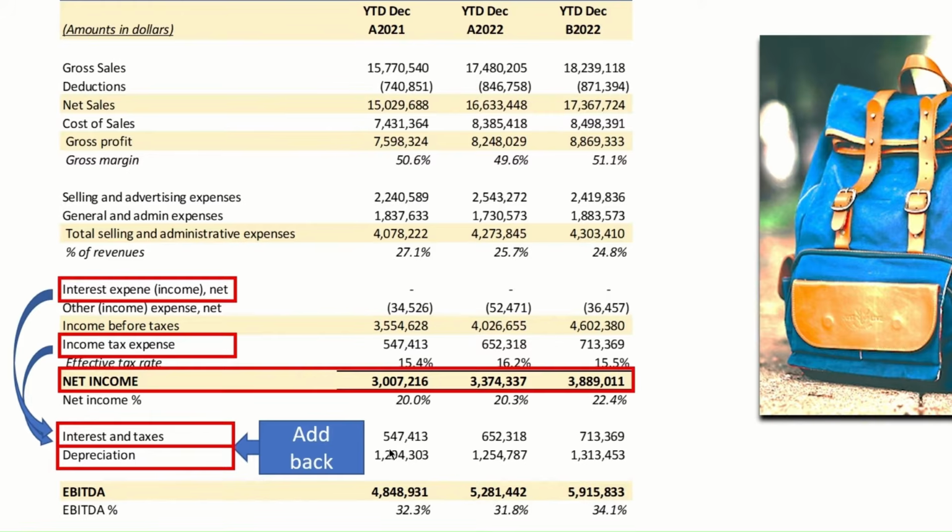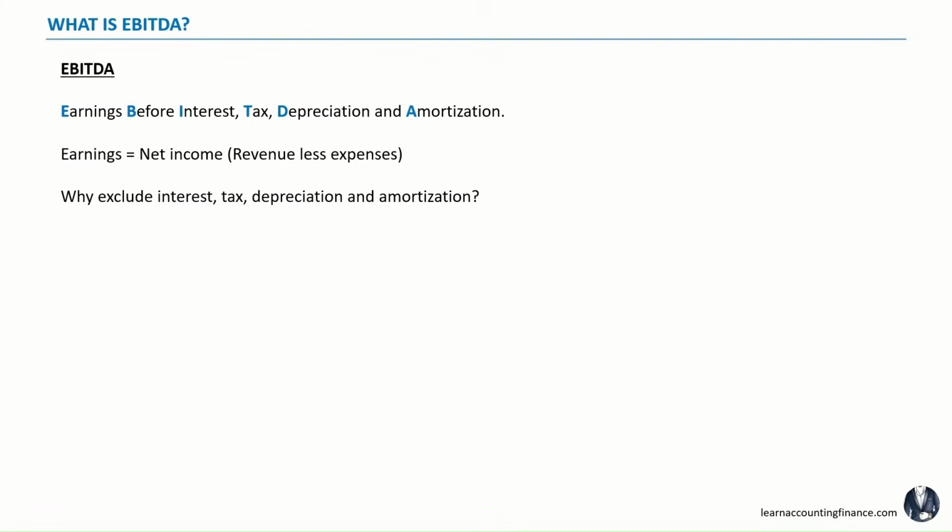So you see our net income was 3 million for the year 2021, but we added back interest and tax expenses, 547. In our income statement example, there is no interest expense, so there's only income tax expense, and you can see it's $547,413. And then the depreciation amount is $1.3 million roughly. So we finally arrive at our EBITDA. Interest, tax, depreciation, and amortization are excluded.